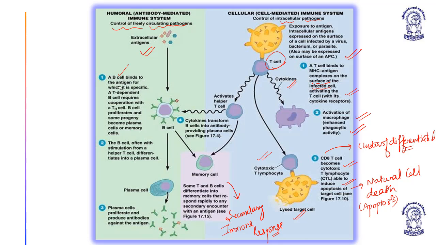B cell binds to the antigen for which it is specific. T-dependent B cell requires cooperation with T helper cell. B cell proliferates and some progeny become plasma cells and memory cells. The plasma B cells, or effector cells, often with stimulation by helper T cells, produce plasma cells which further produce antibodies. Plasma cells proliferate to produce antibodies against an antigen. So this is the differentiation between the cell-mediated immune system and humoral immunity.